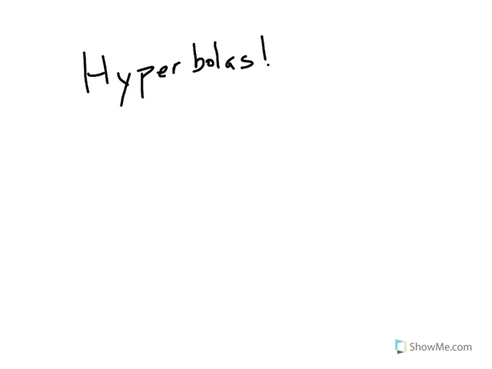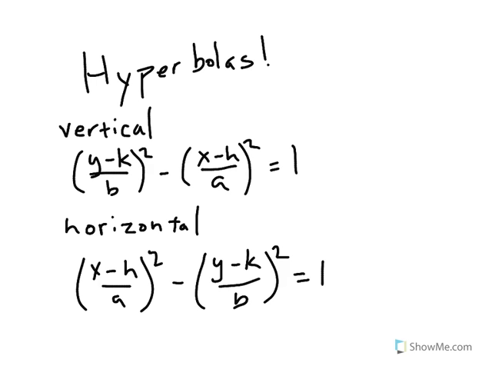This video is going to be about hyperbolas and graphing hyperbolas. There are two types of hyperbolas: vertical and horizontal hyperbolas. A vertical hyperbola has the equation (y minus k) divided by b, all squared, minus (x minus h) divided by a, all squared, equal to 1.